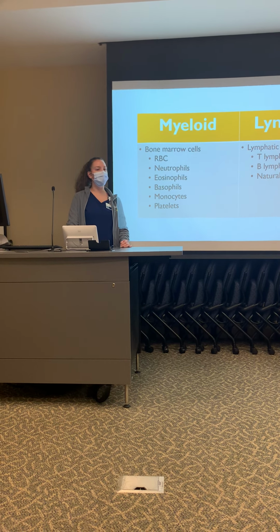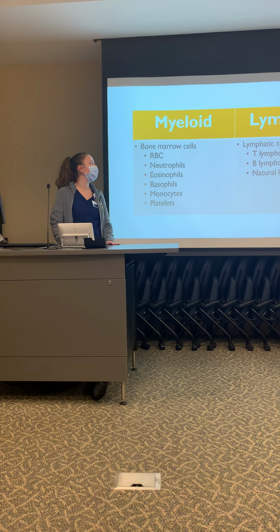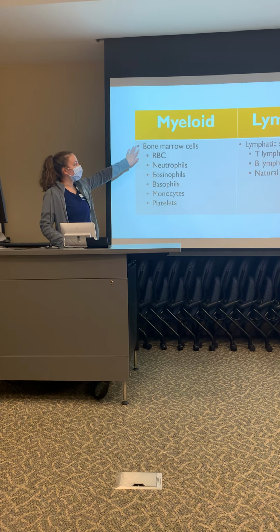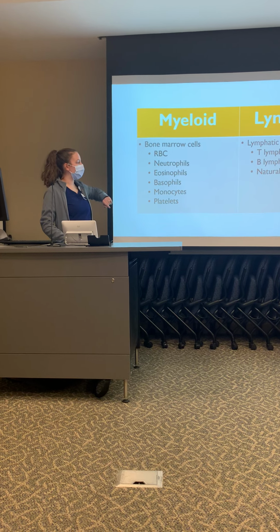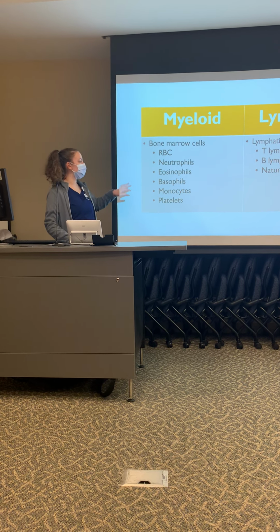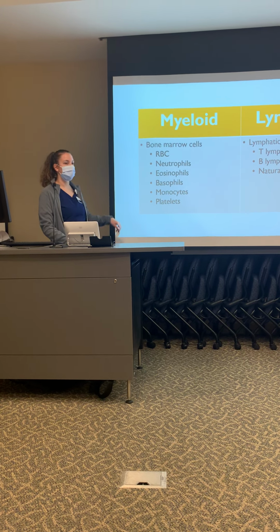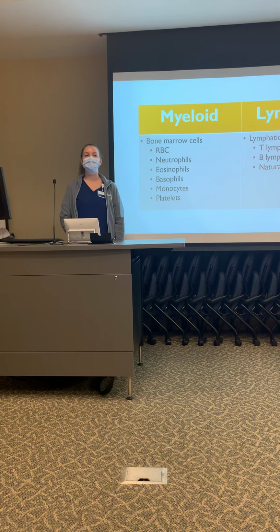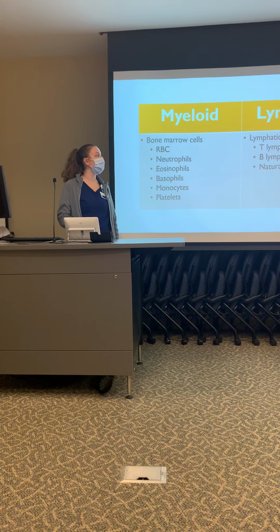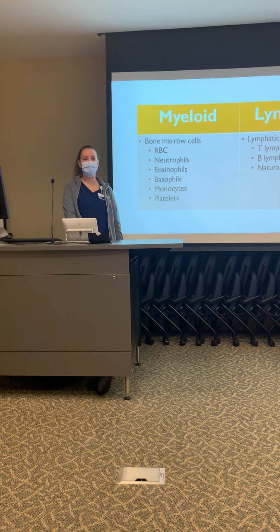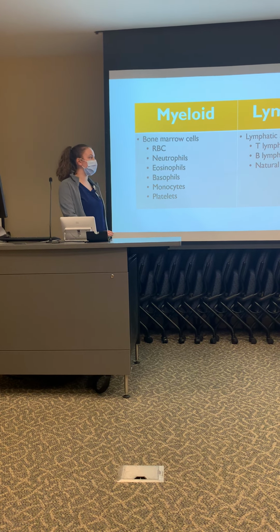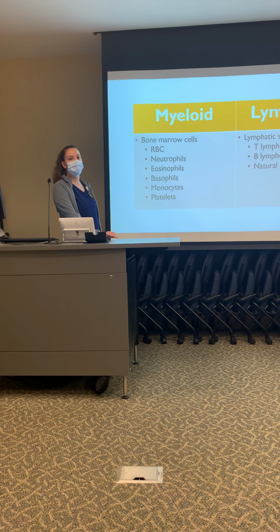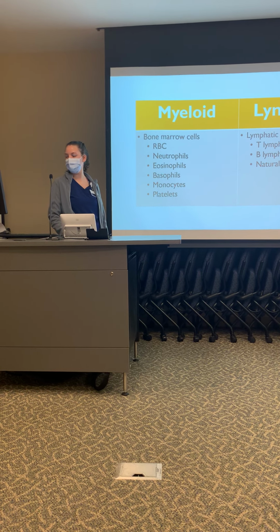When we look at myeloid versus lymphoid leukemia, the myeloid cells are bone marrow cells. So this is your red blood cells, neutrophils, eosinophils, basophils, monocytes, and platelets. Whereas the lymphoid cells are your lymphatic system cells. These are the cells that are known for our immune system. They're going to fight our infections. It's the T lymphocytes, B lymphocytes, and natural killer cells.